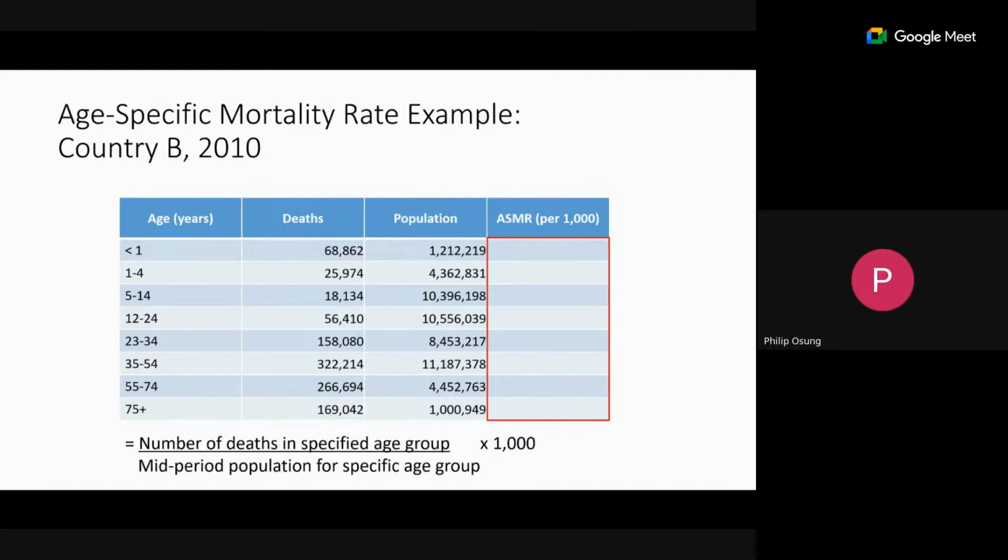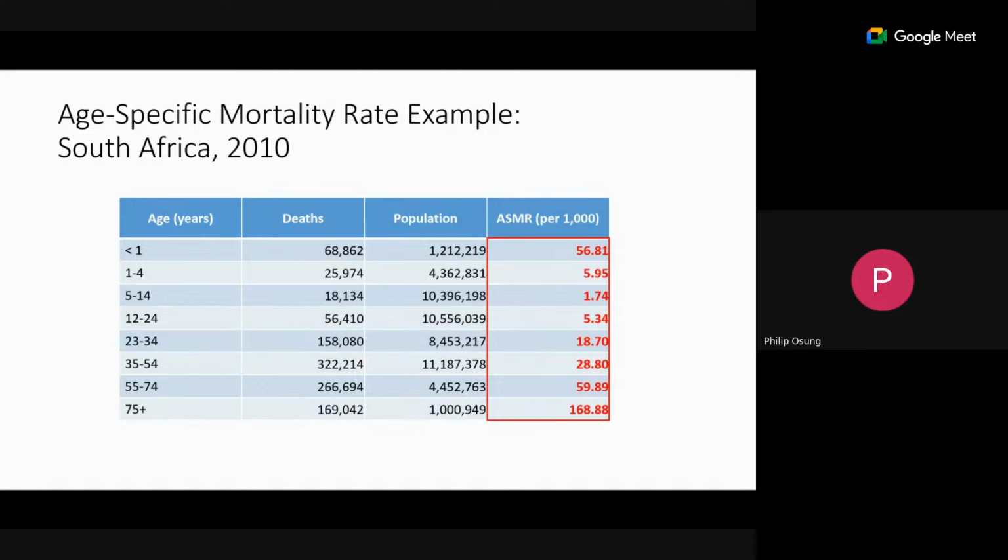Is it live data? Yes, sir, it is live data. This is the population for South Africa. So for below age 1, you have 58.81, the specific death rate for those below age 1, and then all the way down to the 75 plus. What would be the most striking?